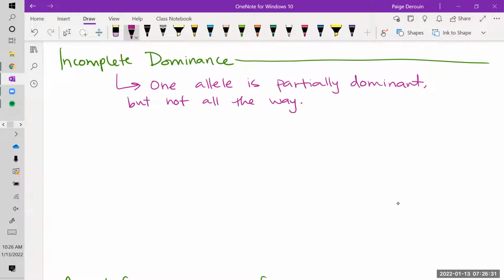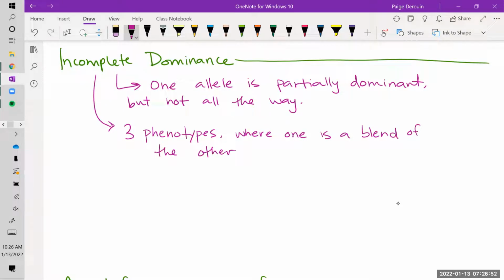So when you see incomplete dominance, you're going to see, again, 3 phenotypes, 3 physical appearances, where one is a blend of the other 2. So if before we were talking about a fruit salad where you had the fruits and you could still see the strawberries and you could still see the bananas, now I'm talking about a fruit smoothie where you can no longer see the strawberries and the bananas. You see a pink blend of both. Okay, that's what this is.